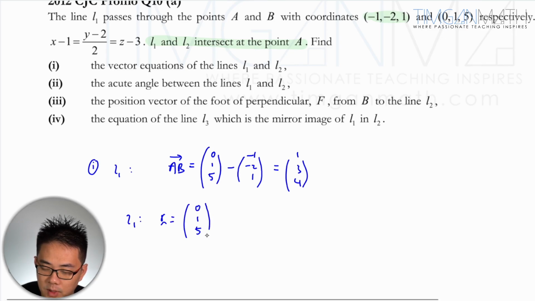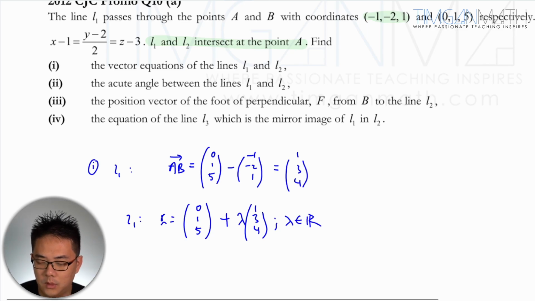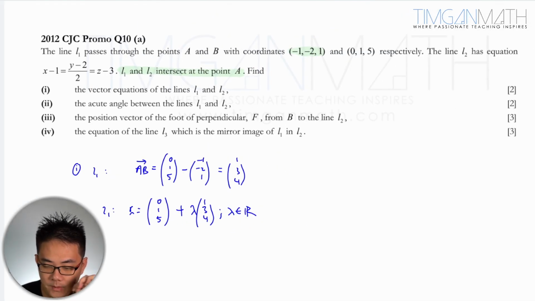OB minus OA is (-1, 1, 3, 4). Okay, so this will be L1, (0, 1, 5). I'm going to just use OB. Lambda (1, 3, 4). There you go, L2.